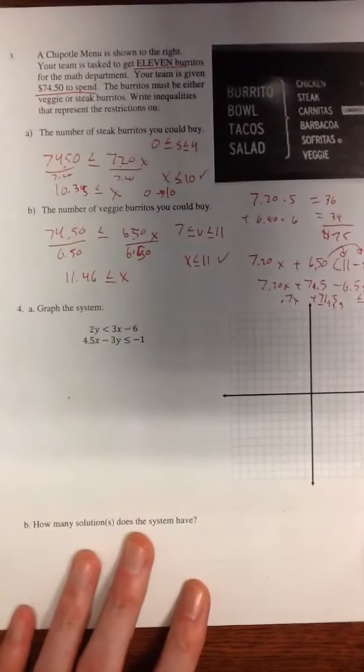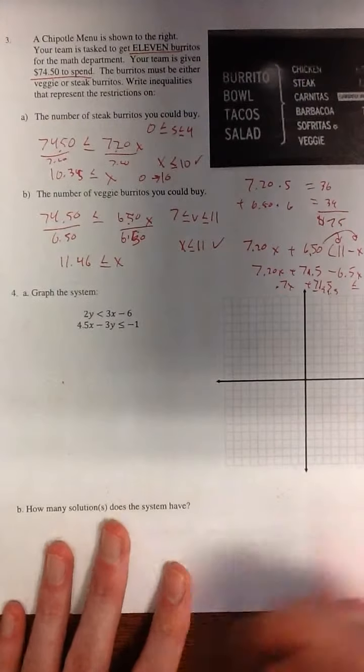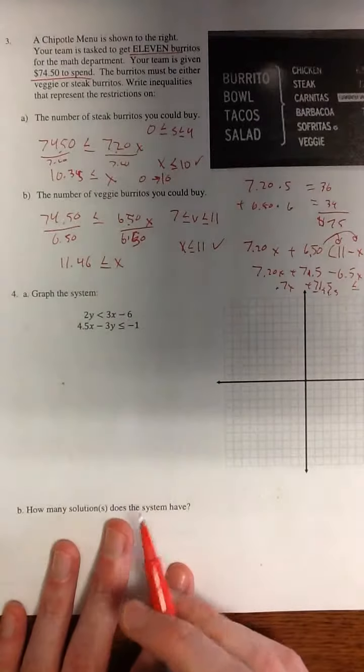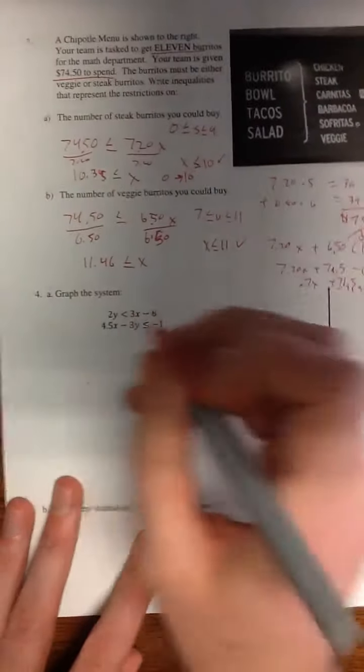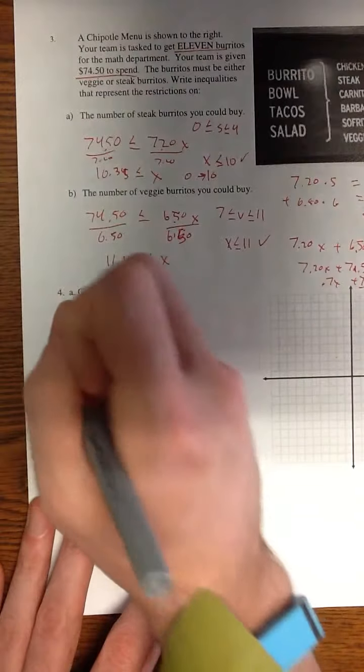Alright, down here then for number 4 we have to graph the system. So it looks like we got a couple lines we're going to have to graph. We got to get them into y equals form first. So I'm going to get the first one into kind of y by itself.